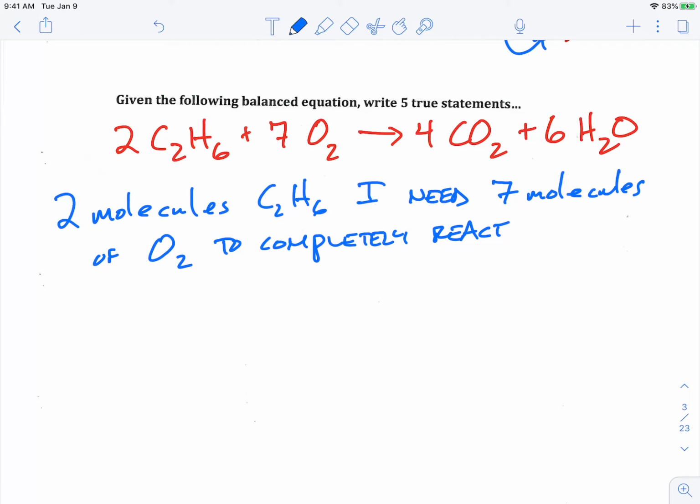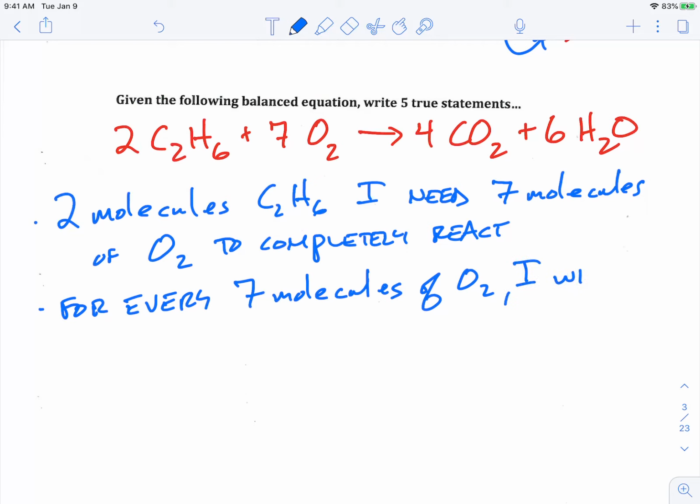I can say for every 7 molecules of O2, I will make 4 molecules of CO2. So I'm comparing my oxygen to my carbon dioxide here, comparing a reactant to a product. That's one way I can do that.